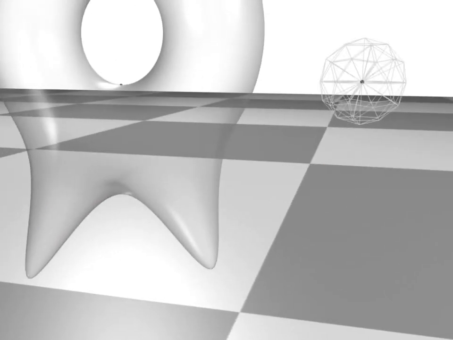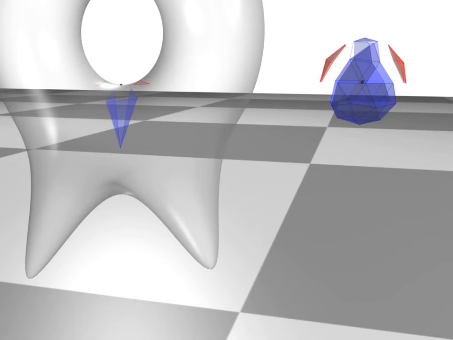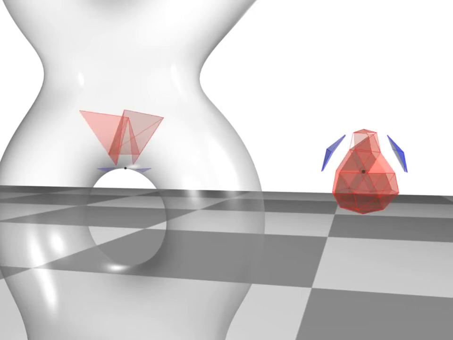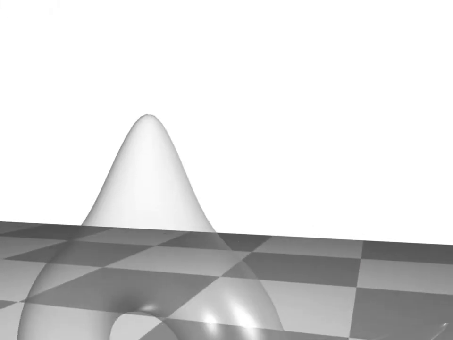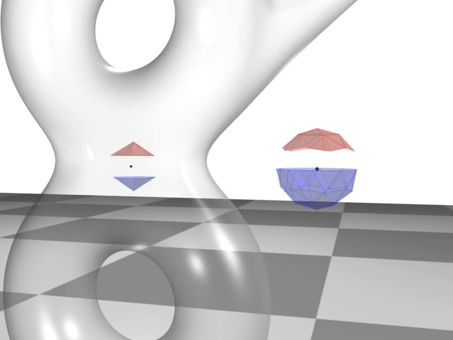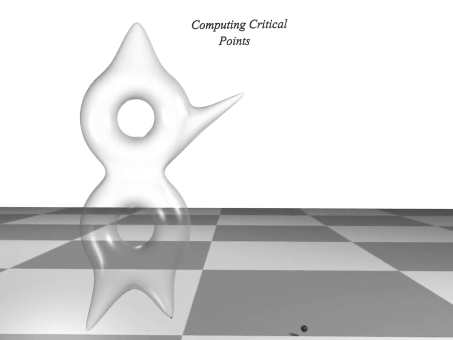A minimum has an empty lower link, while its upper link has one component. An index 2 saddle has one component in its lower link and two components in its upper link. An index 1 saddle has two components in its lower link and one component in its upper link. The lower link of a maximum has one component while its upper link is empty. For a regular point, both lower and upper links consist of one component. We use this characterization to locate all critical points. All degeneracies are handled using simulation of simplicity. Next, we sort the critical points in increasing order of function value.